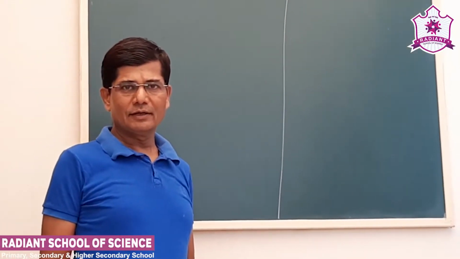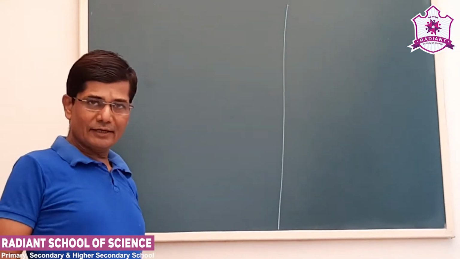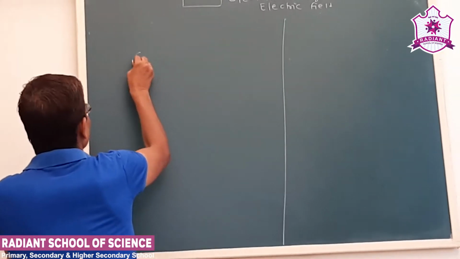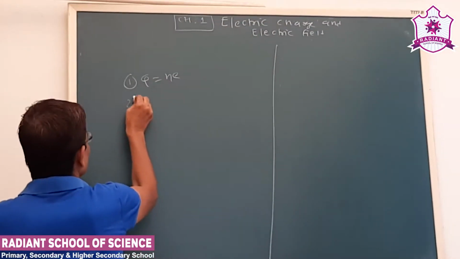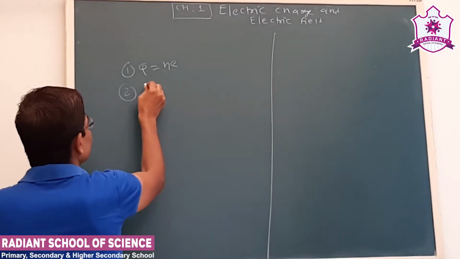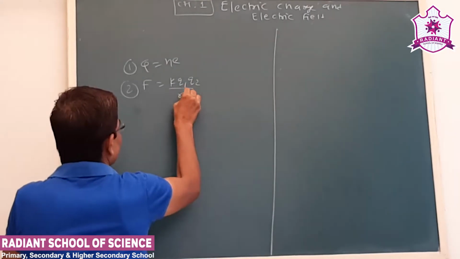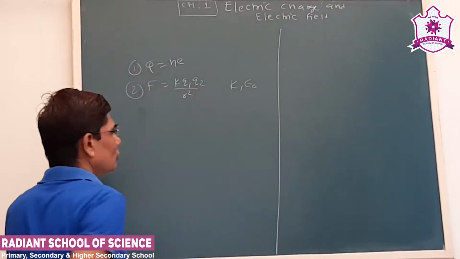Dear friends, last time we talked about the first lesson, that is electric charge and electric field. We studied the first formula Q is equal to NE, that is quantization of the charge. We also saw Coulomb's law in scalar form, that is F is equal to K Q1 Q2 upon R square. We saw the unit and dimension of K and epsilon 0 also.